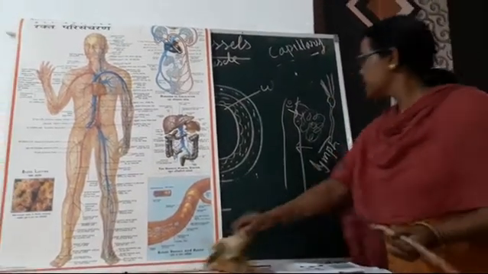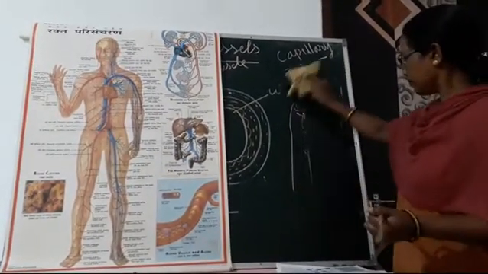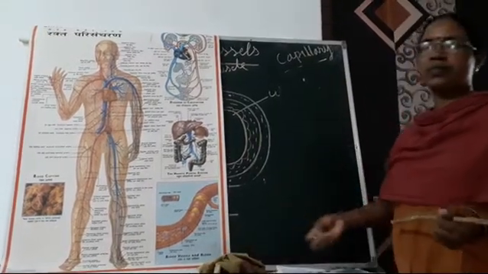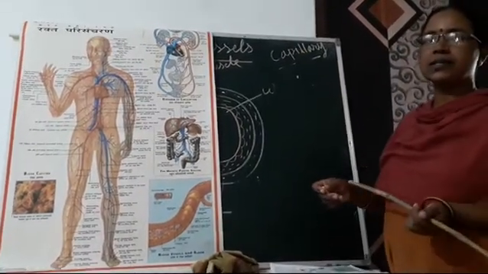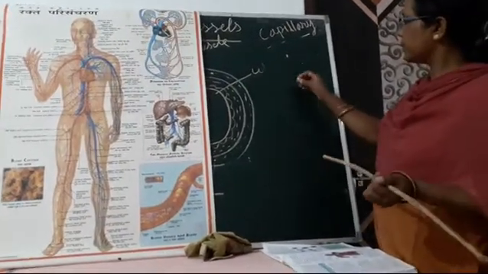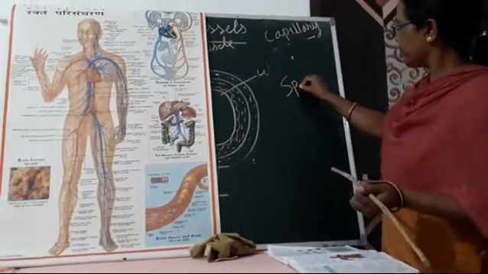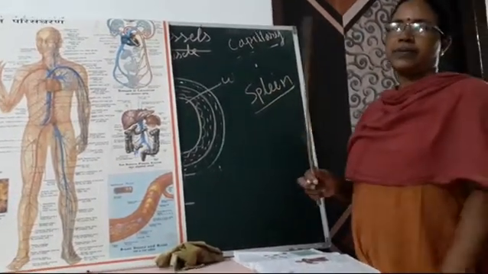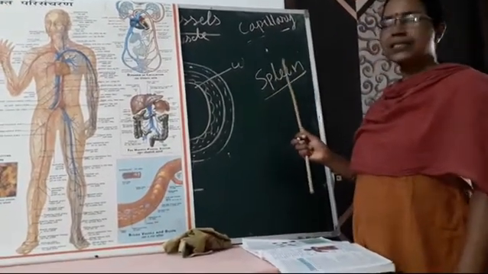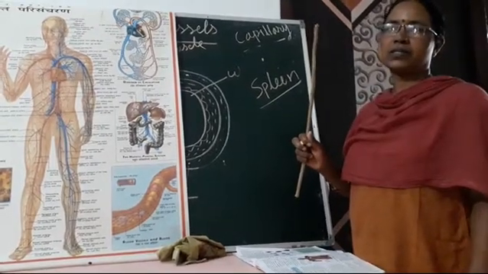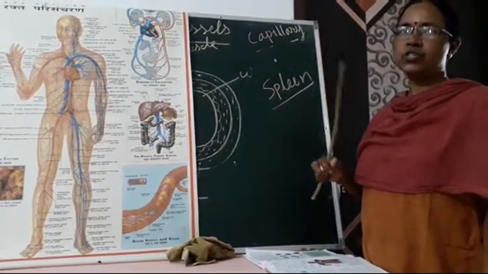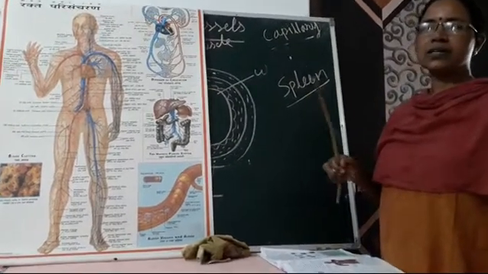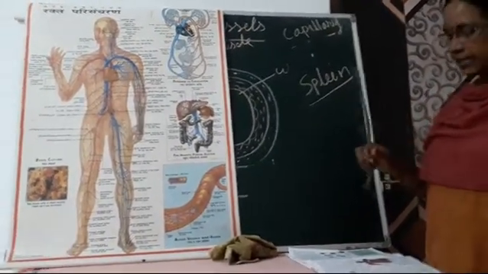Next we will see the function of the spleen. So location is behind the stomach and just above the left kidney. Function: it acts like a reservoir of the RBCs. It produces RBCs in the embryonic stage. So you learn at least one or two functions of the spleen.